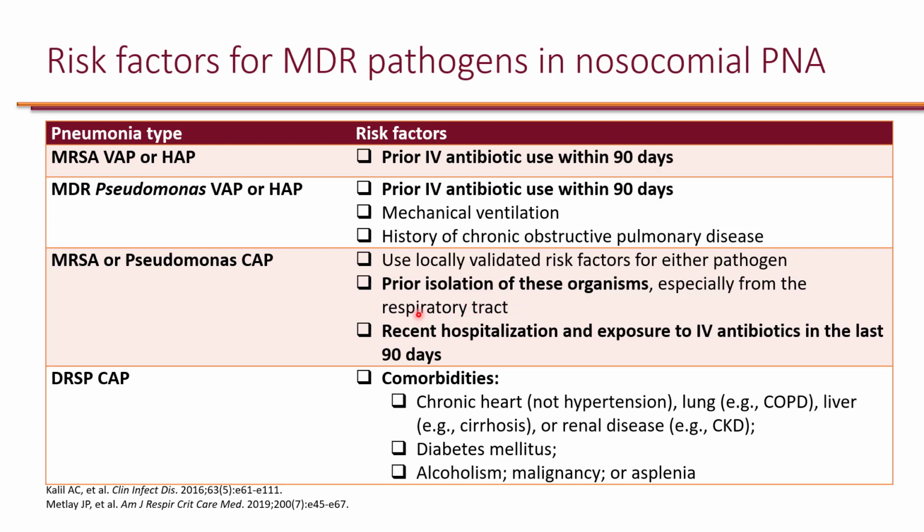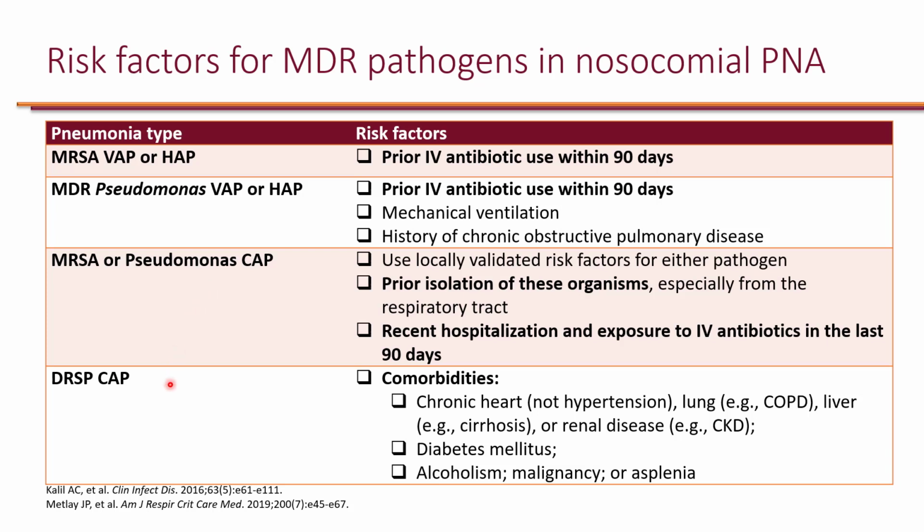So if somebody had a sputum culture in the past that actually grew Pseudomonas or MRSA, then the next time that patient has CAP, they're more likely to have Pseudomonas or MRSA. Even if it's not a sputum culture. So let's say if someone had a urine culture or a blood culture that had MRSA or Pseudomonas, when they get CAP, they're more likely to have MRSA or Pseudomonas.